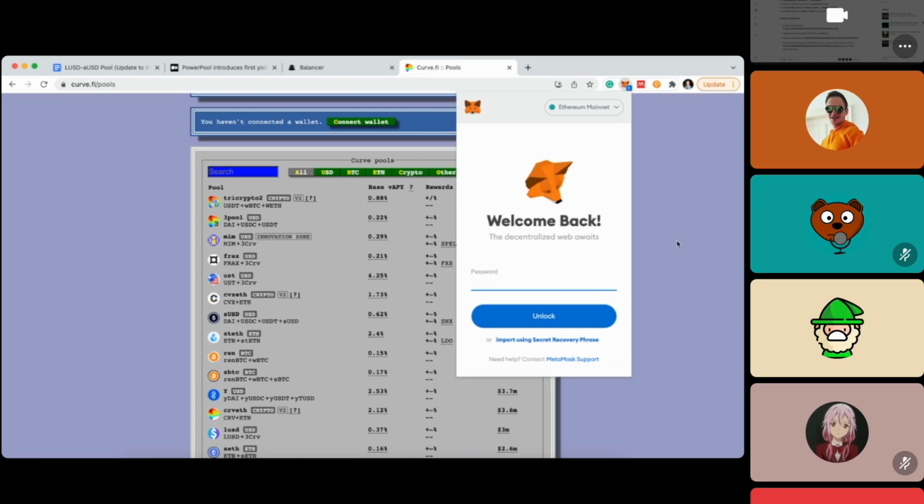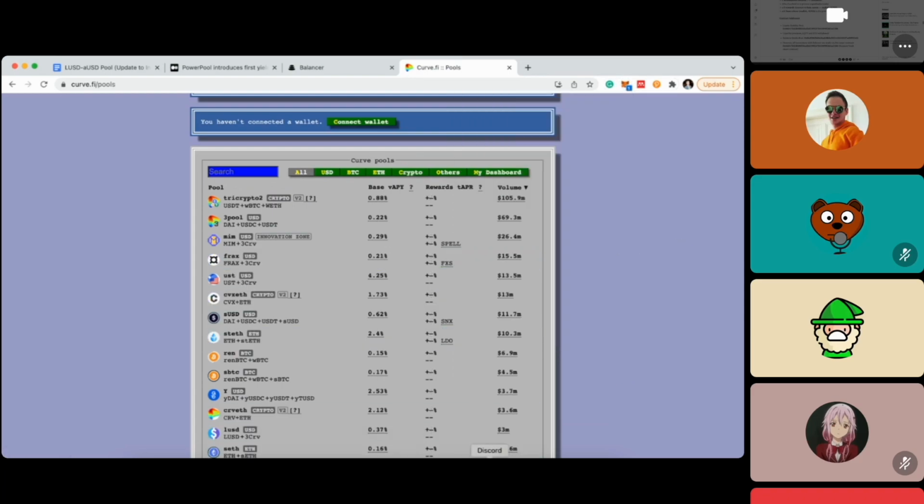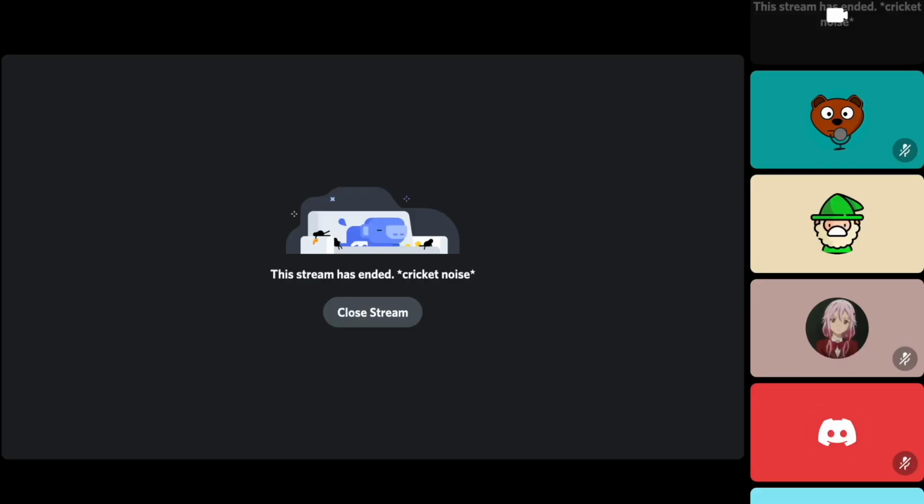Yes, Vasily, please enter the password so everybody can see it. But yes, I think I will do it without the screen sharing, hopefully. So yeah, just give me a second. I will connect the wallet and reopen this thing.